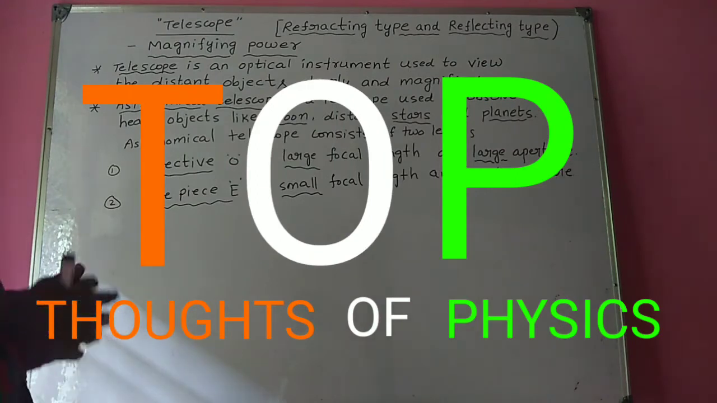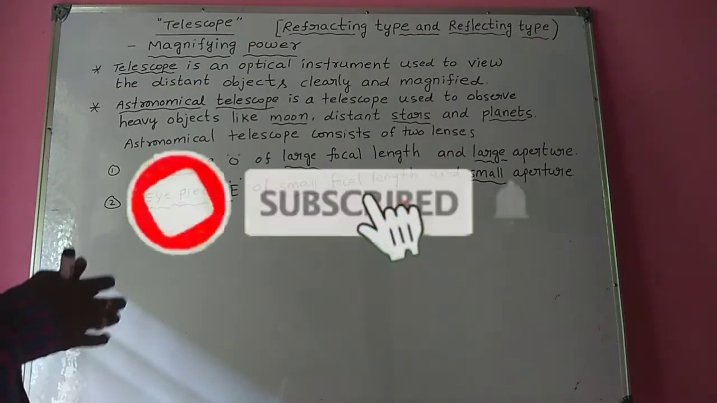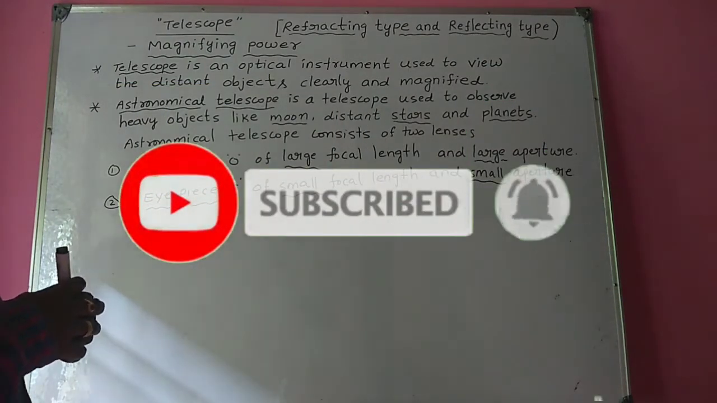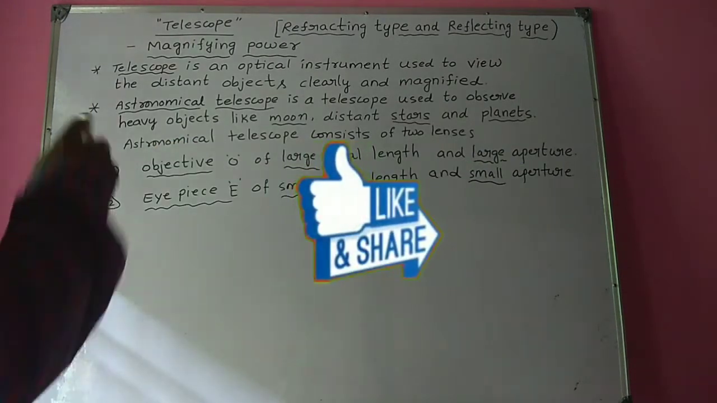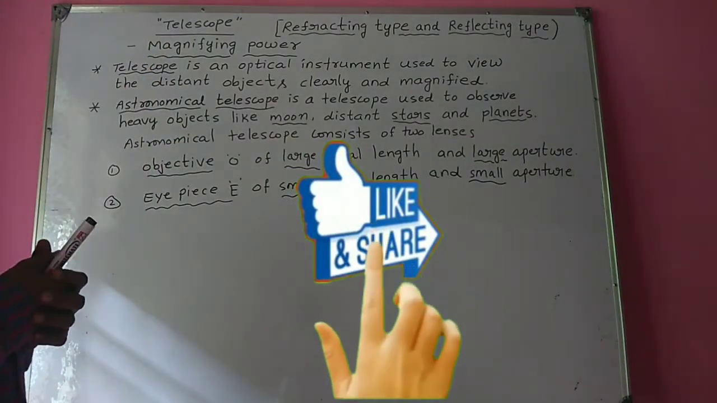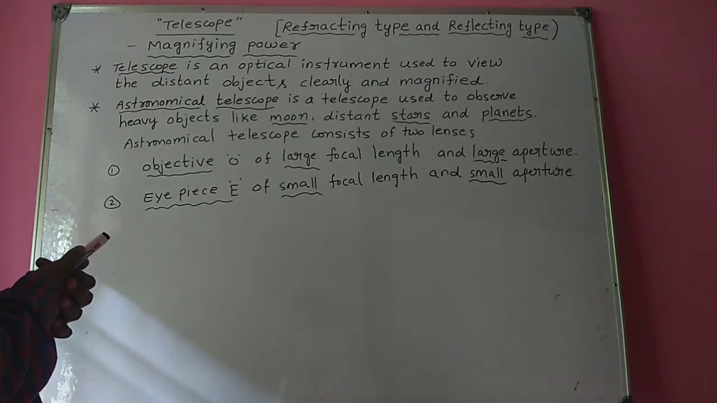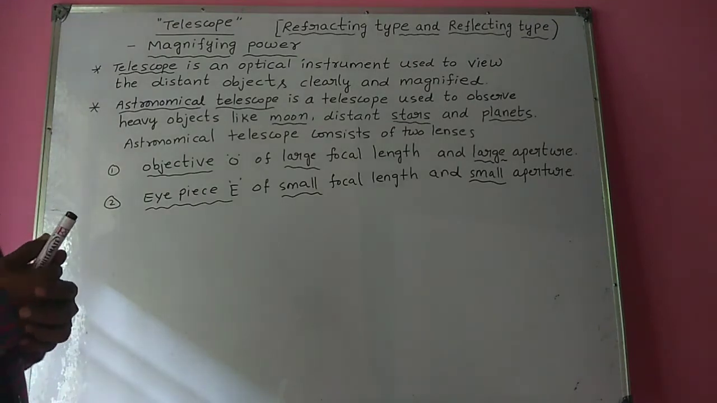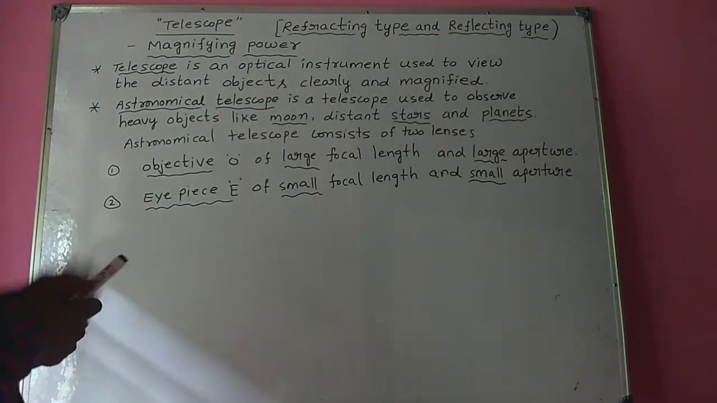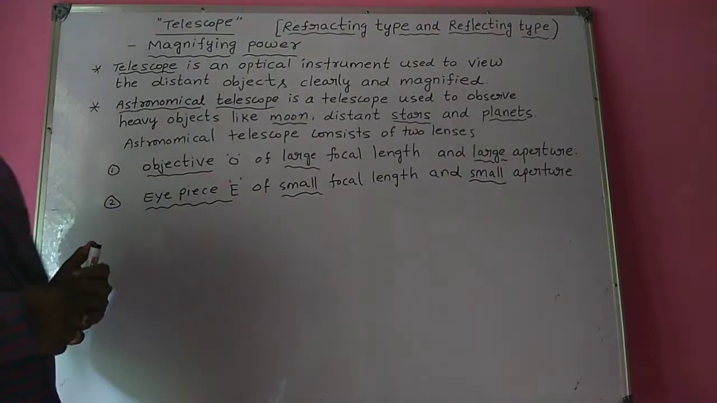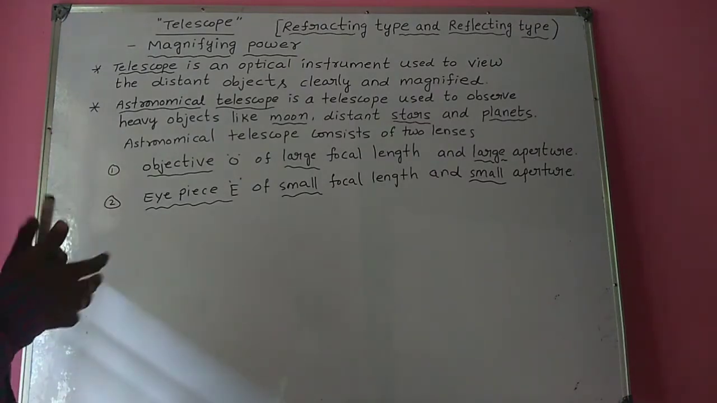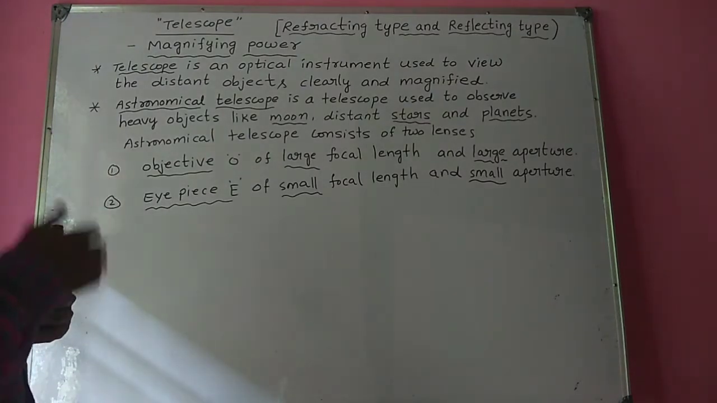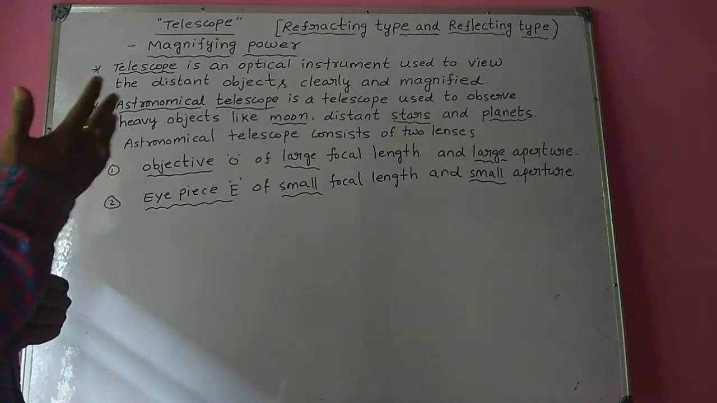In the video series of ray optics, in this class I am going to explain the telescope, both refracting type telescope and reflecting type telescope, and I am going to determine the expression for the magnifying power of the telescope. Now, what is a telescope? A telescope is an optical instrument used to view distant objects clearly and magnified.